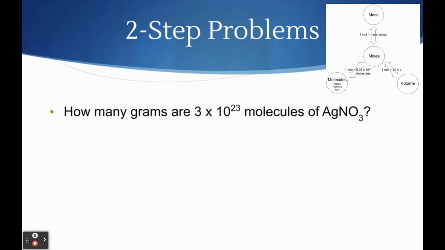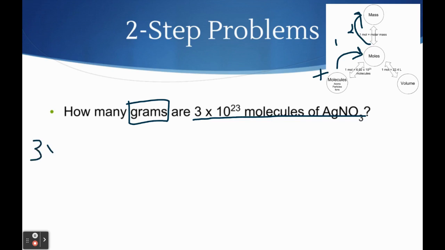Example number 2 says how many grams are in 3 times 10 to the 23rd molecules of AgNO3. So underline your given information, 3 times 10 to the 23rd molecules of AgNO3, and put a box around what you're looking for, which is grams. So now in this problem, we're starting down here with molecules, and we want to get up to grams. So you first have to convert from molecules to moles, that's step 1, then from moles to mass, that's step 2. So your given information is 3 times 10 to the 23rd molecules of AgNO3.